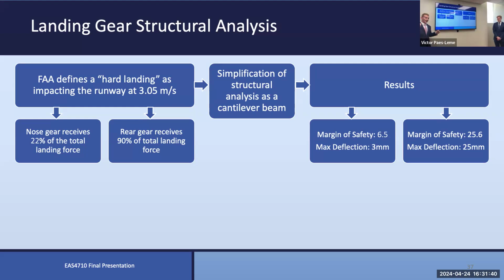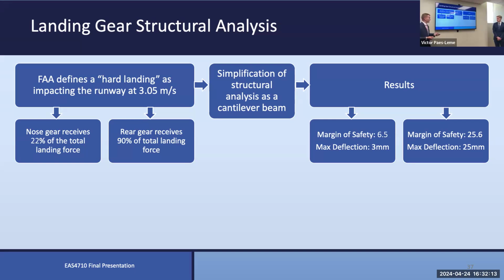We aimed to actually put both gears under the biggest possible load they might experience within our range. So obviously the front gear would take the full 22%, while the rear gear was going to take 90% associated with the low end of the front gear range. And then we aimed to simplify this process by approximating both landing gears as cantilever beams, with the front being a rod and the rear gear being a square or rectangular cross-section beam.